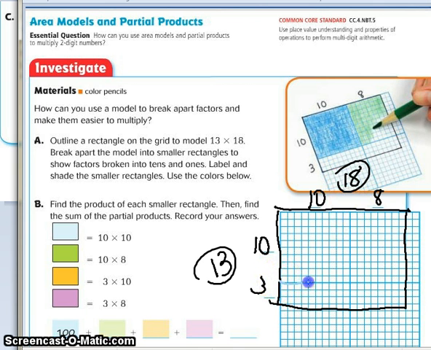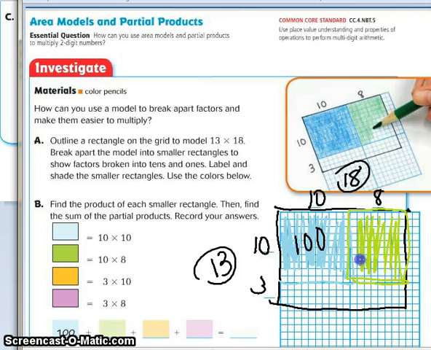So let's make a rectangle that's a 10 by 10. We're going to do it in light blue, and we're going to shade it in, and of course you're going to do it a little bit neater than me. And then we're going to multiply it. 10 times 10 is 100. Next we're going to multiply 10 times 8. This is going to be our second rectangle right here. And we're going to color that in neatly, of course. And now we're going to multiply. 10 times 8, of course, is 80.